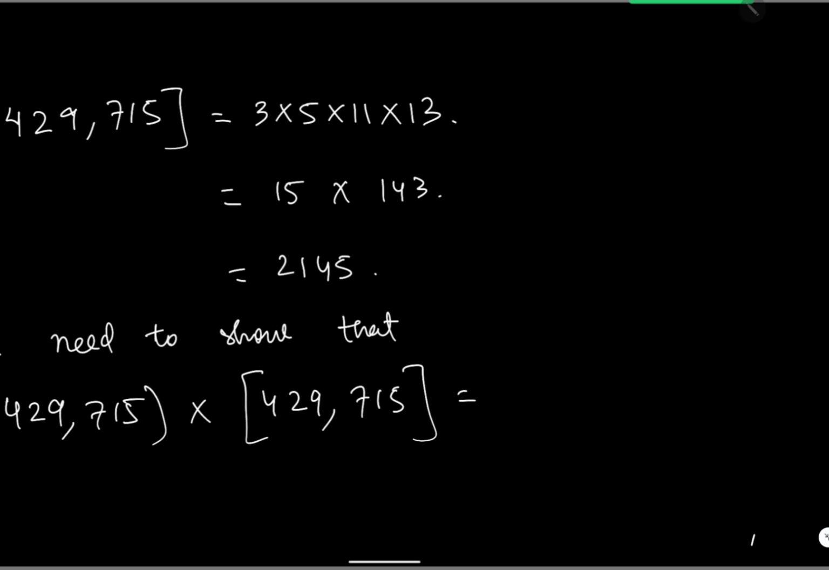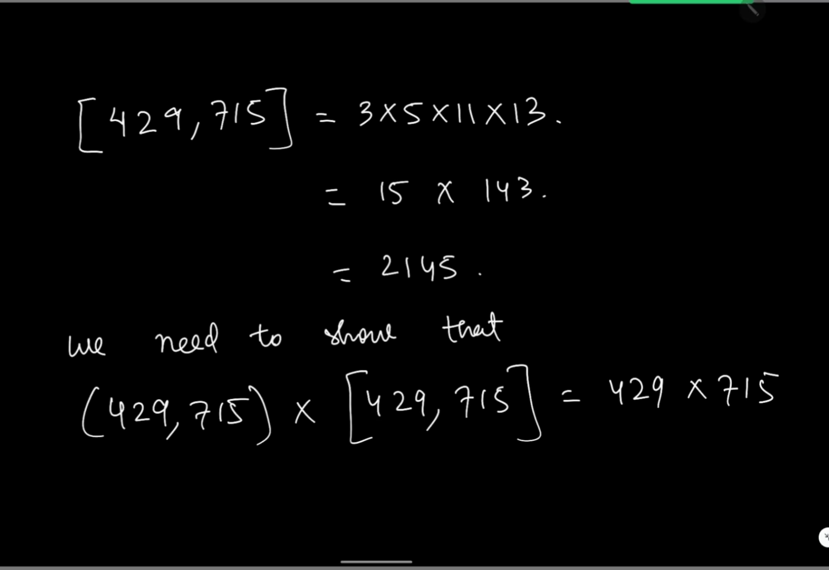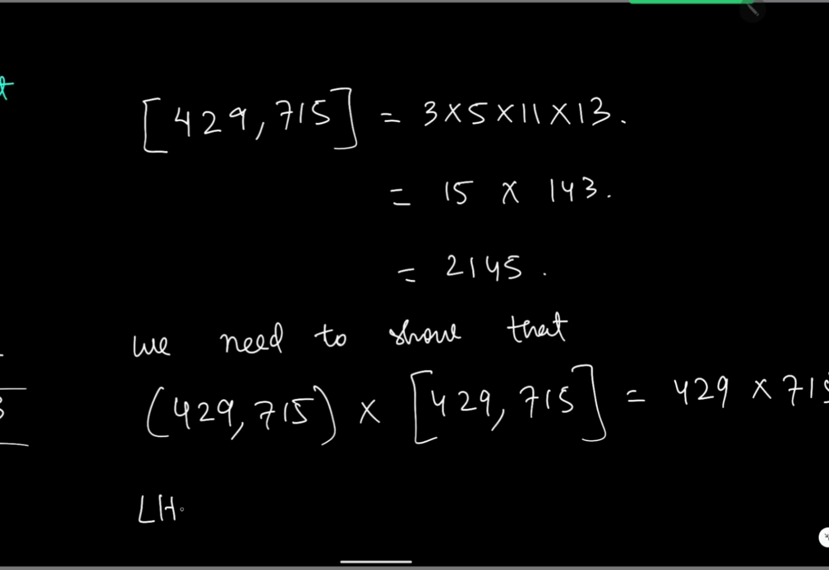715 is equal to 429 into 715. Left hand side is equal to, what is our HCF? Our HCF is 143 and our LCM is 2145.